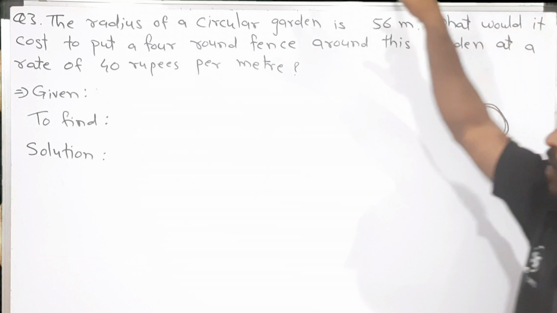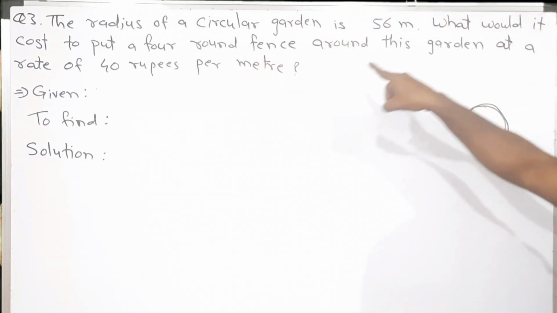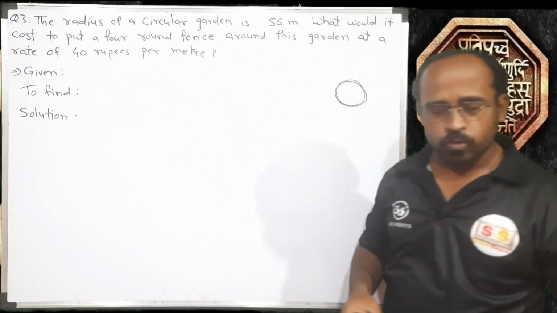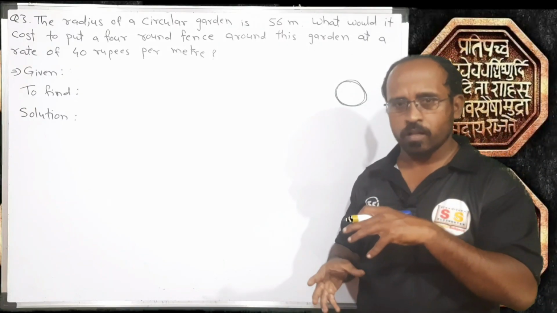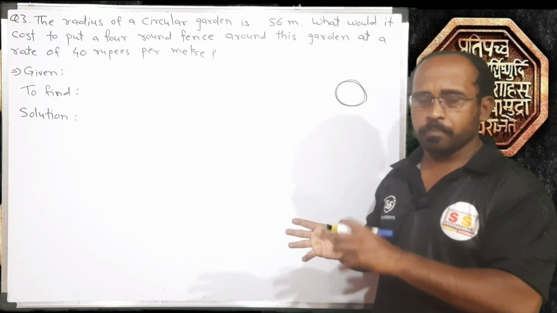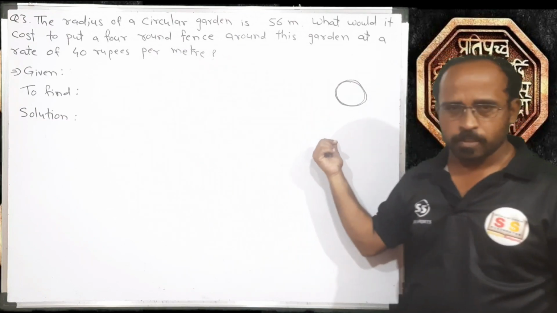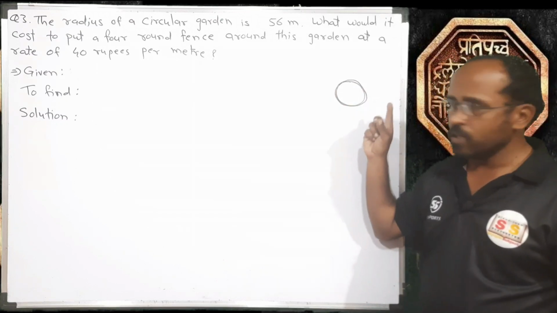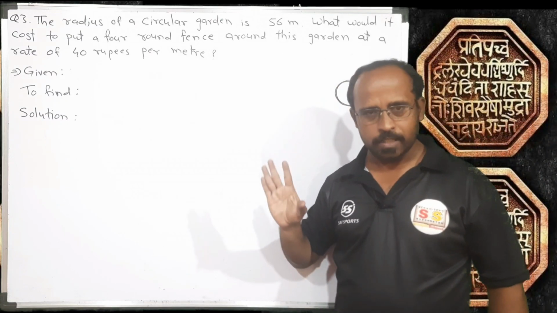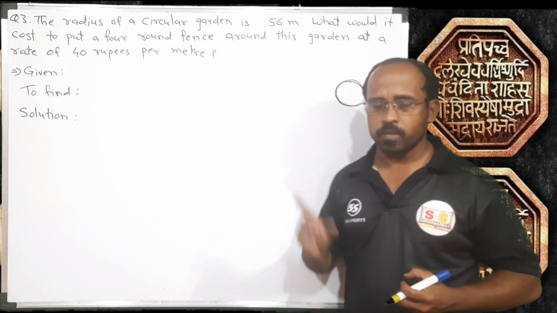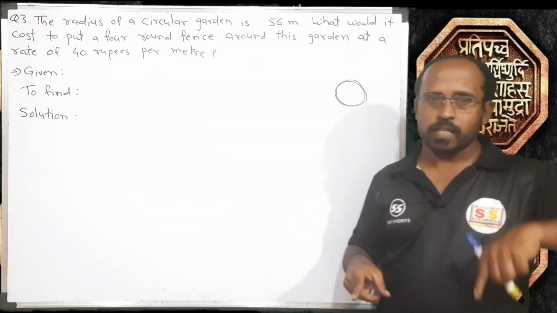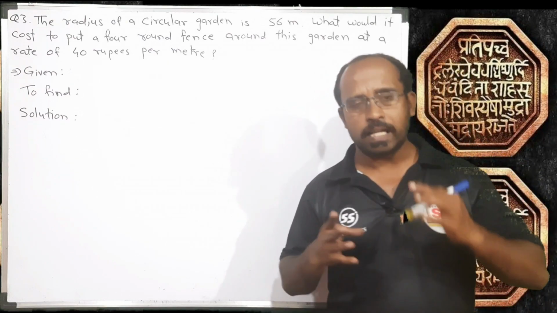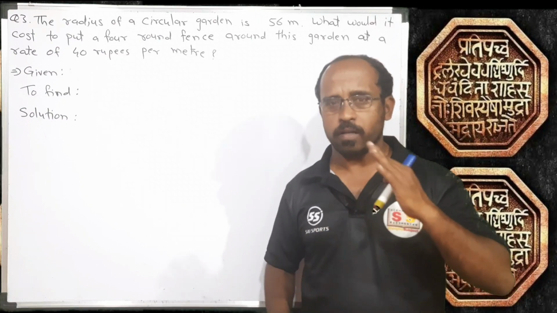What would it cost to put a 4 round fence around this garden at a rate of 40 rupees per meter? So what will be the cost of this fencing? If cost of 1 meter of such cable is 40 rupees, so for that we have to find out length of the cable and multiply it by 40. Clear? And how to find out length of the cable? For 1 round it requires length equals to circumference. So for 4 rounds it will require length equals to circumference multiplied by 4.